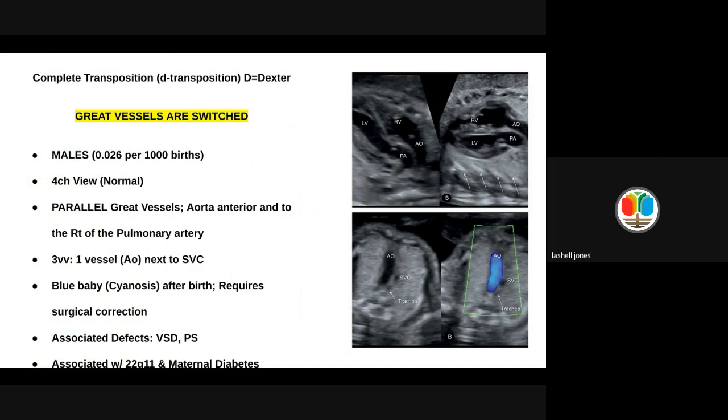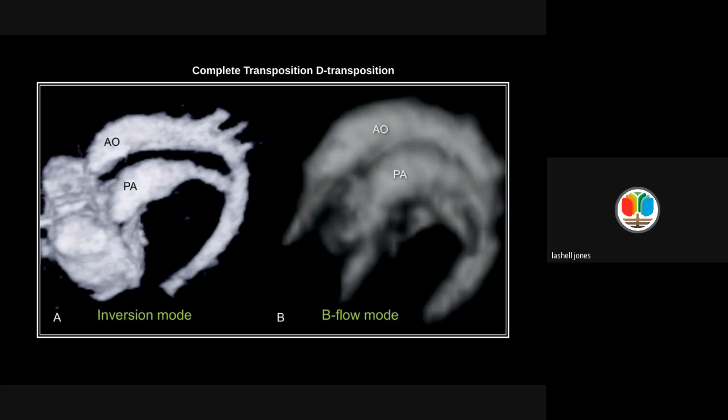Now the associated defects with this are VSD, pulmonary stenosis, and it's also associated with microdeletion of 22 and maternal diabetes. So keep in mind, complete transposition, great vessels are switched. Here's an example of that. You see, both great vessels are parallel.